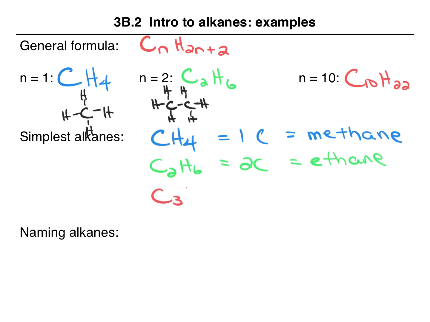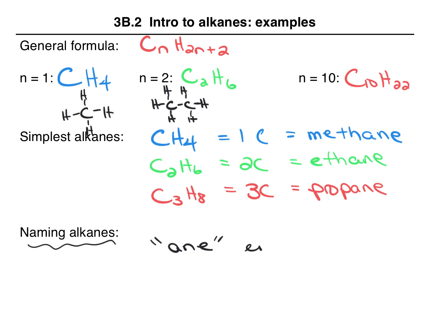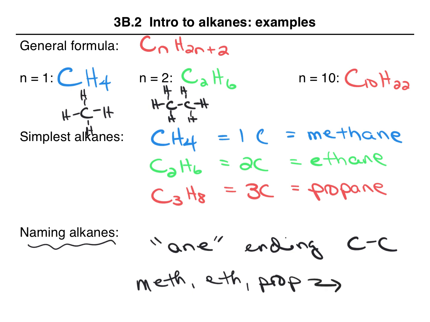And then C3H8, where we have 3 carbons, this is called propane. So in general, as we are naming alkanes, we have the ane ending, or the suffix, which tells us that we're just talking about alkanes, so that we have all carbon-carbon single bonds. And then the prefix, the meth, eth, or prop, gives us information on the number of carbons. So here we have the 3 simplest alkanes. Let's keep looking at larger molecules.